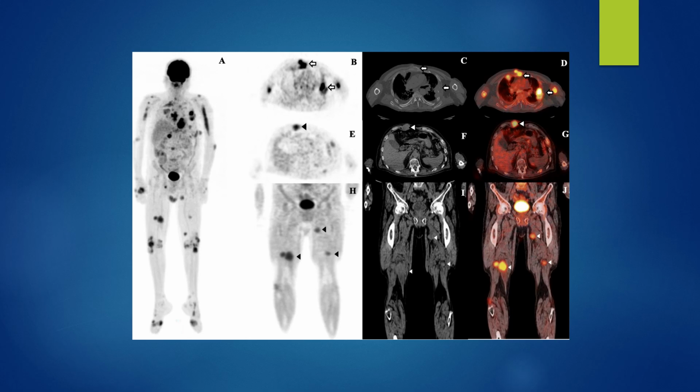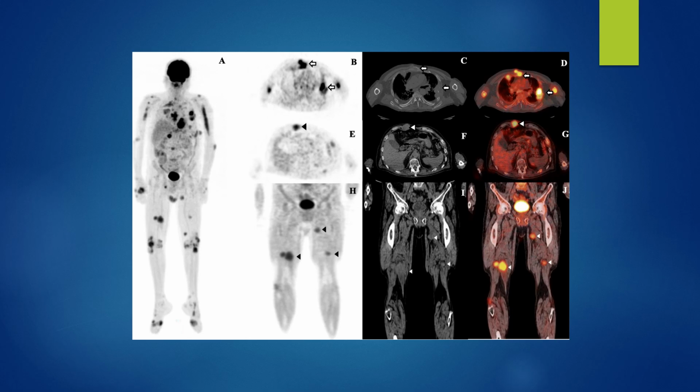So this is an example of multiple myeloma. It looks very similar to melanoma, but it's a very different disease. Of course, this is more within the blood. So these are the PET images here, A, B, E, and H. C, F, and I, I'm not sure which letter this is, is the CT, and then the images here, D, G, and J are the fused images.